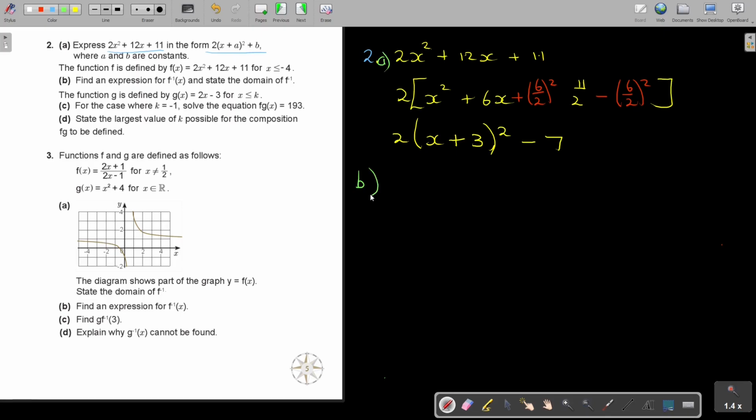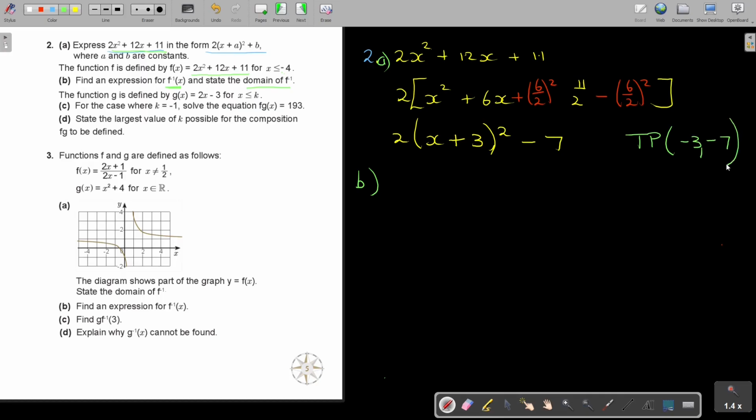Find an expression for the inverse and state the domain. Okay, always make sure they ask 2 things. So now you will see that this is exactly this. And don't forget it's smaller than or equal to negative 4. So just keep in mind that the turning point will be negative 3 and negative 7.